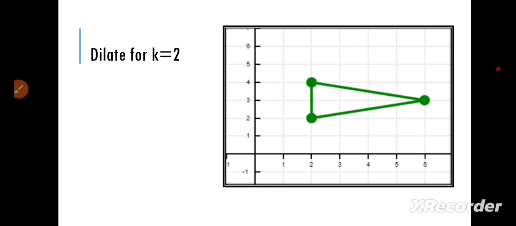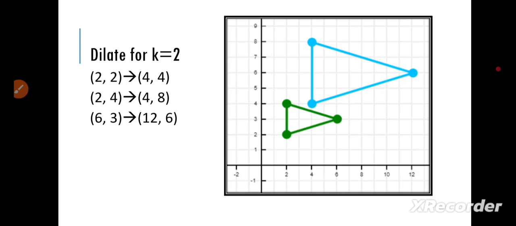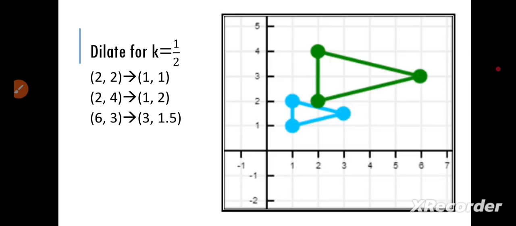For k equals 2, if we have a dilation, we double the coordinates and we get a larger picture. What about 1 by 2? As I have told you, whenever the k is in the fractional form, we have a shrinking in the dilation. So what happens is that we halve the coordinates and we get the smaller version.